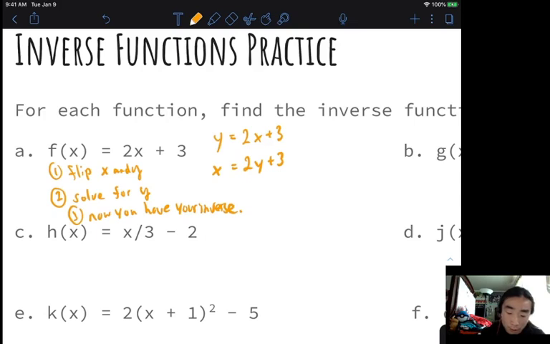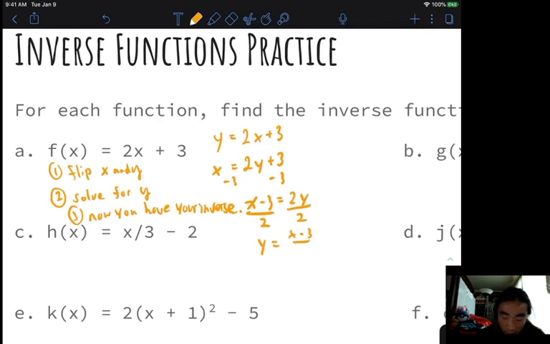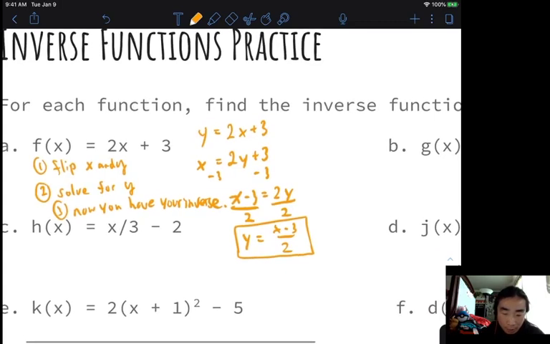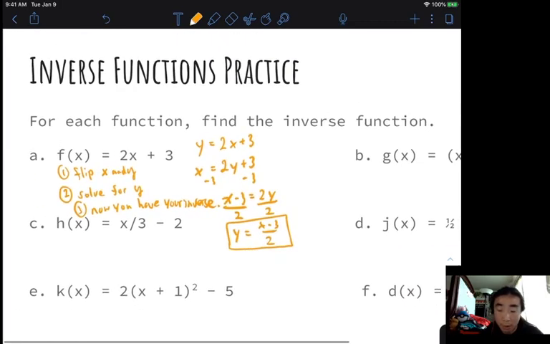So now from here, you notice you go minus 3, minus 3. So now you have x minus 3 equals 2y. Divide both sides by 2. Y equals x minus 3 over 2. That's part A, without having to write out the steps. This is how I learned it when I learned algebra 1.